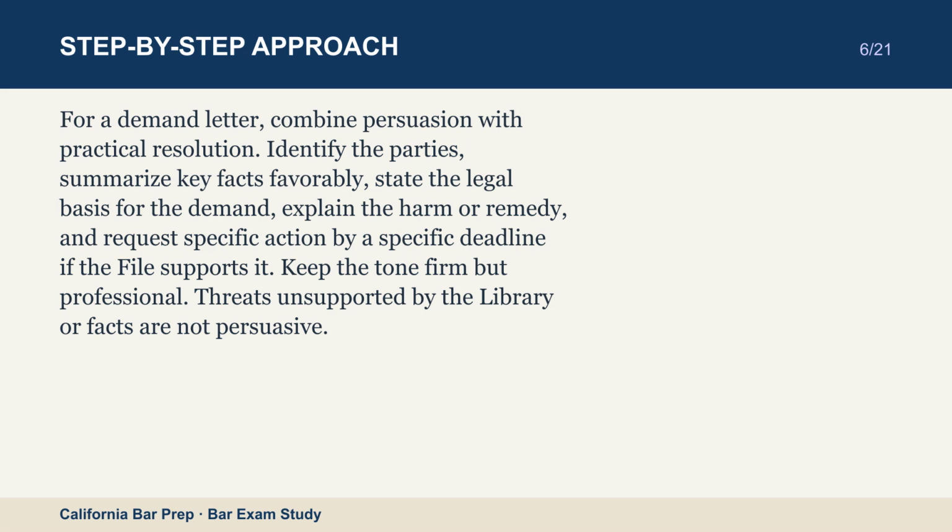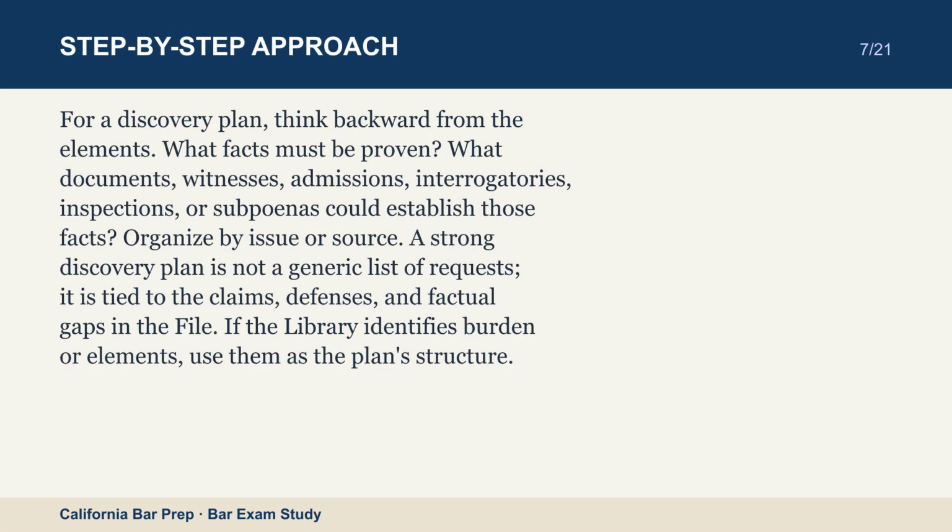For a discovery plan, think backward from the elements. What facts must be proven? What documents, witnesses, admissions, interrogatories, inspections, or subpoenas could establish those facts? Organize by issue or source. A strong discovery plan is not a generic list of requests. It is tied to the claims, defenses, and factual gaps in the file. If the library identifies burden or elements, use them as the plan structure.